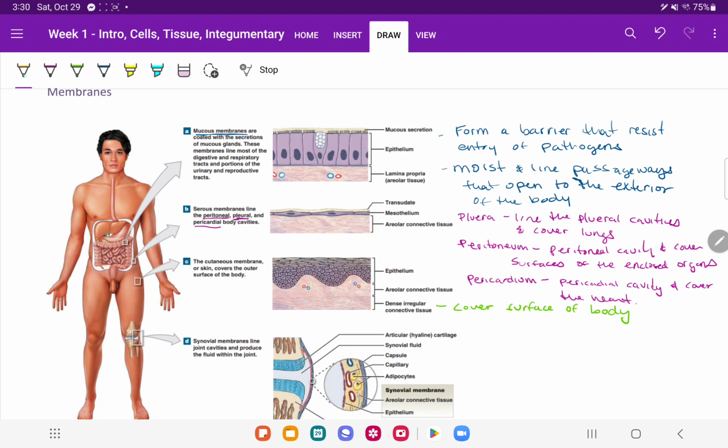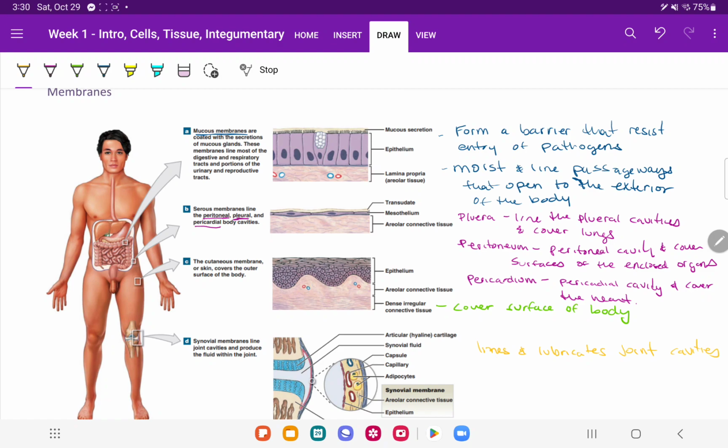Last but not least, we have the synovial membrane. The synovial membrane lines and lubricates joint cavities.